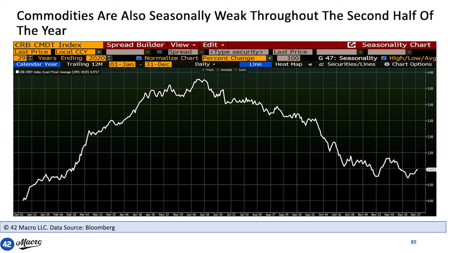This is something to keep in mind. Again, not a huge fan of seasonality, but I do believe it can be relevant as a tertiary read in terms of your risk management thought processes.